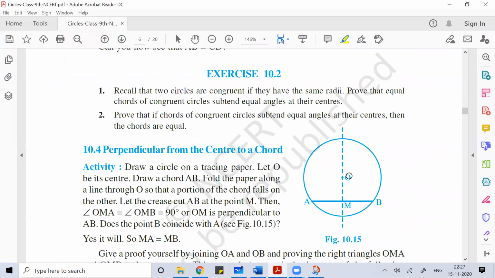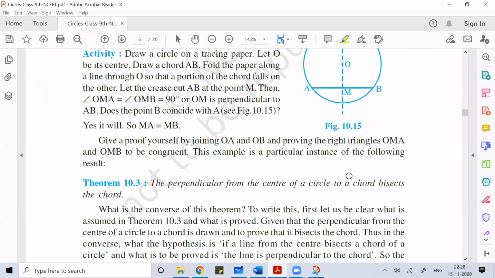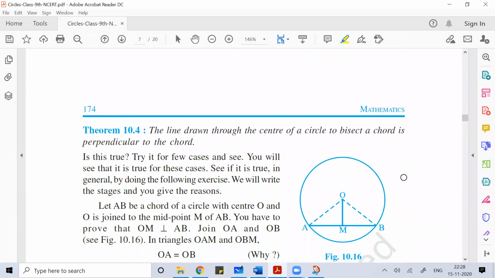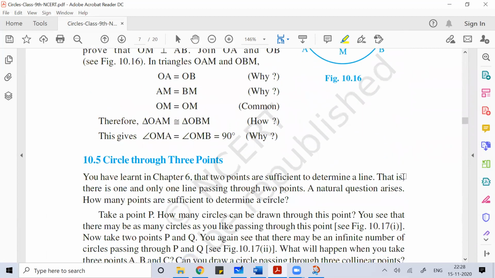So the perpendicular from the center to the chord always bisects the chord. This is a very important theorem to understand from this chapter. This is a very important thing which you should understand. Okay. Then what is the converse of this? The line which is drawn from the center of the circle to bisect a chord is perpendicular to the chord. I hope you can understand. This is self-explanatory.